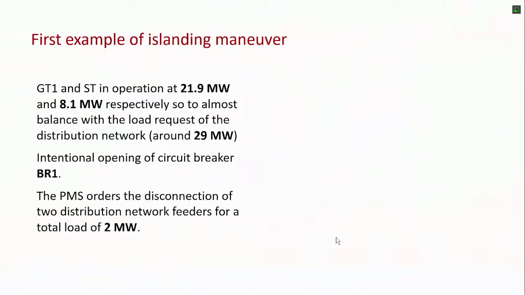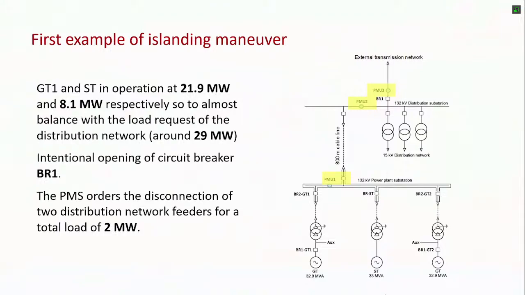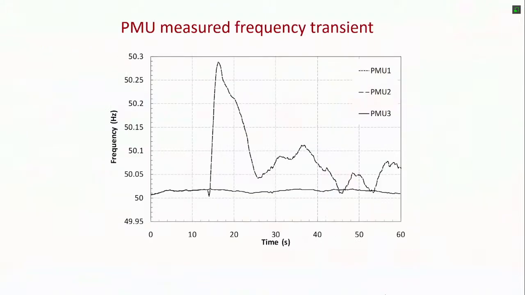And so we open the circuit breaker, and this is the power management of the power station, or the disconnection of 2 distribution network feeders for a total load of 2 megawatt. So in this case, this is the configuration. These are the positions of the PMUs, and here you see the frequency. This is the stable frequency in the system, and here the frequency in the islanded condition of the distribution network.